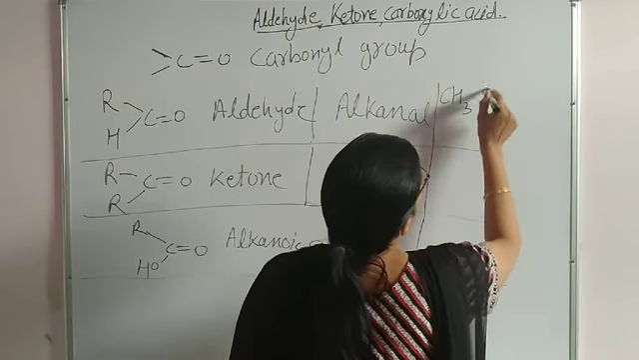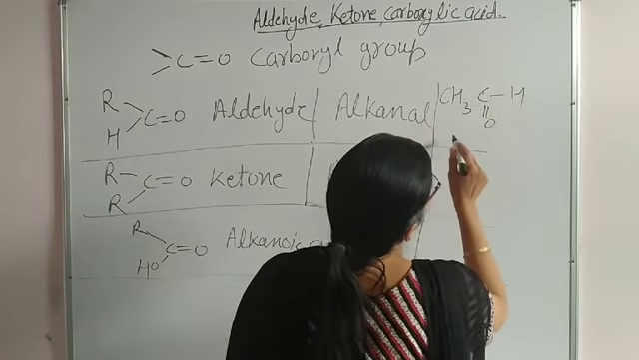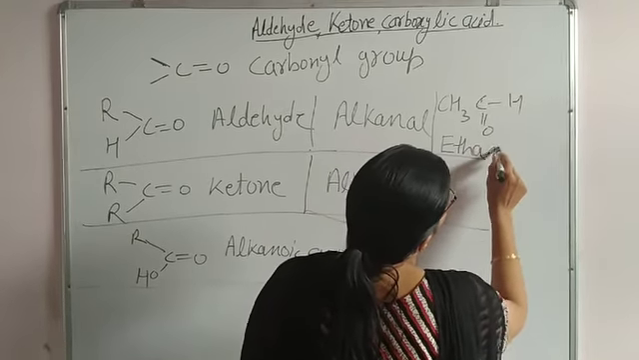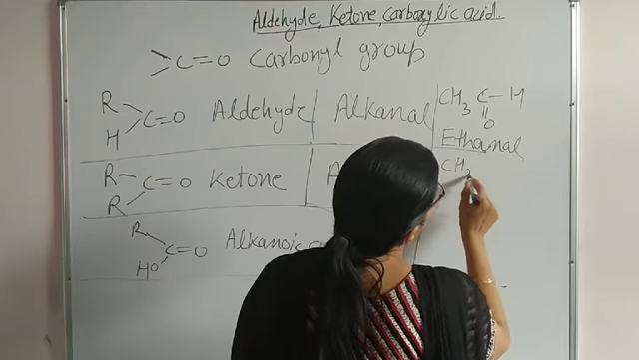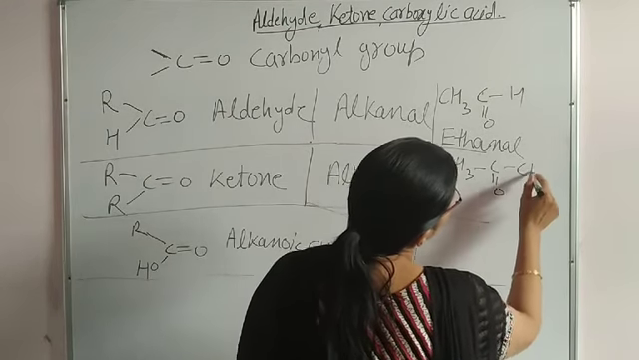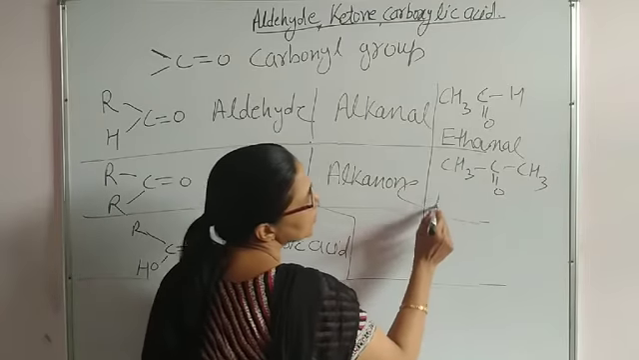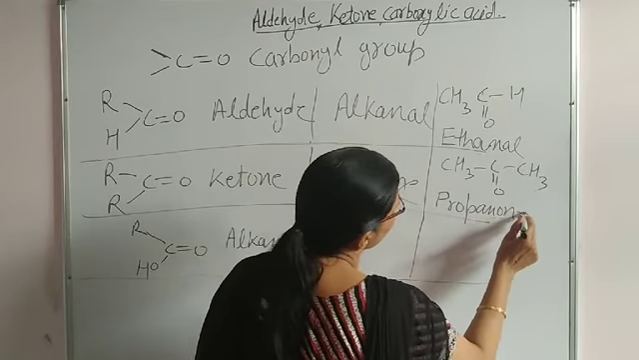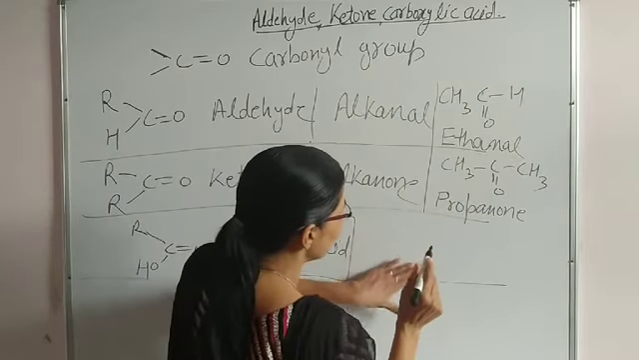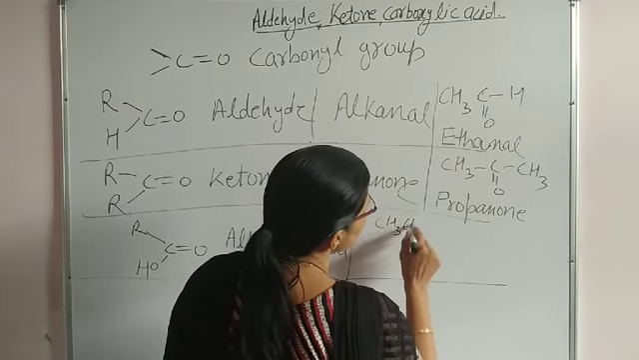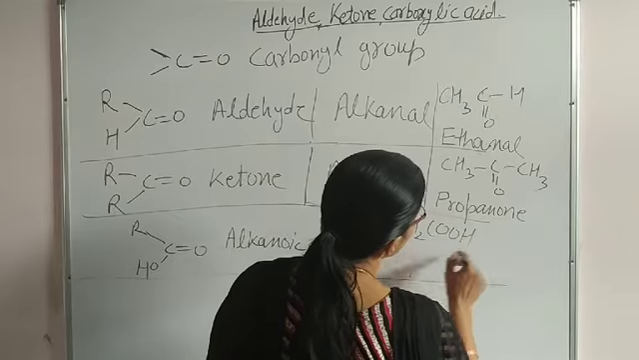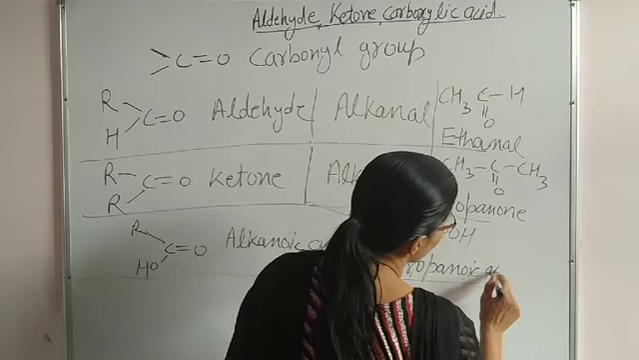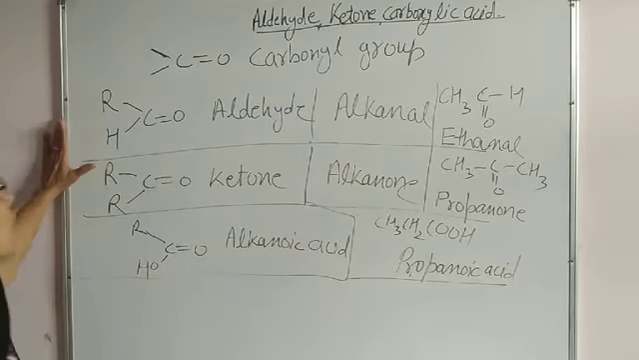Suppose CH3 C double bond O H. Easily you can say that it is ethanal. Suppose CH3COCH3. Easily you can say that it is propanone. In the same way, suppose CH3CH2COOH. Easily you can say that it is propanoic acid. These are the major functional groups.